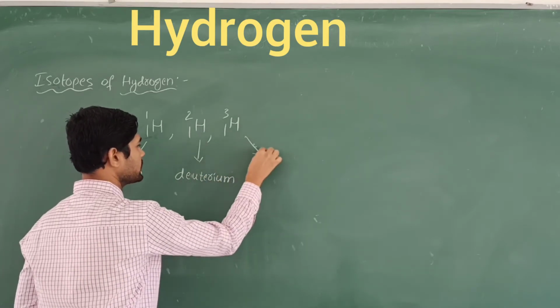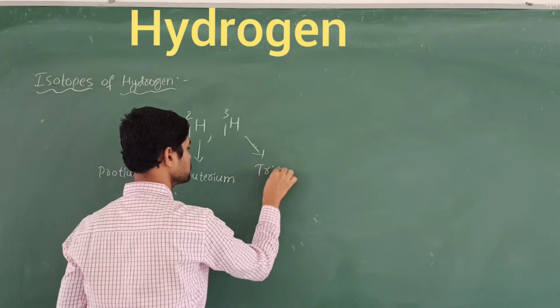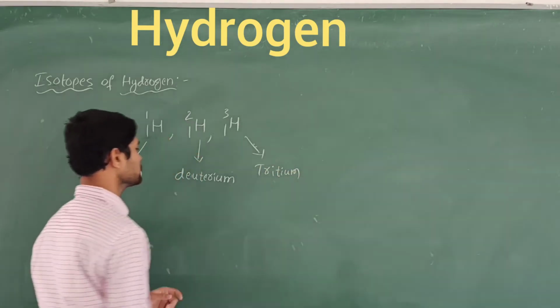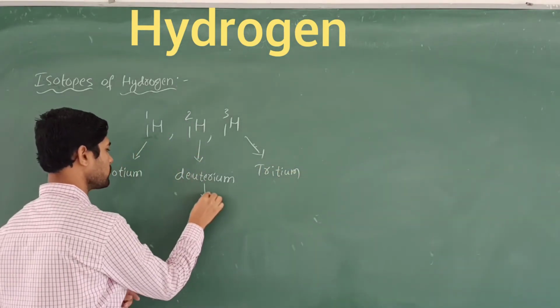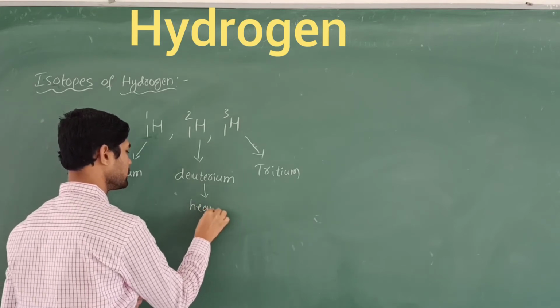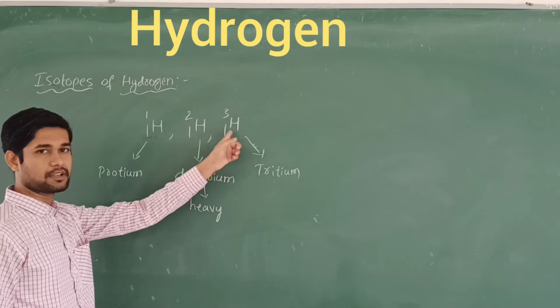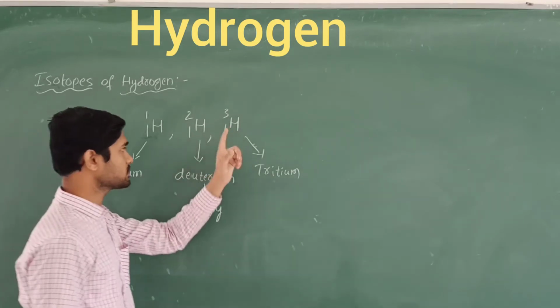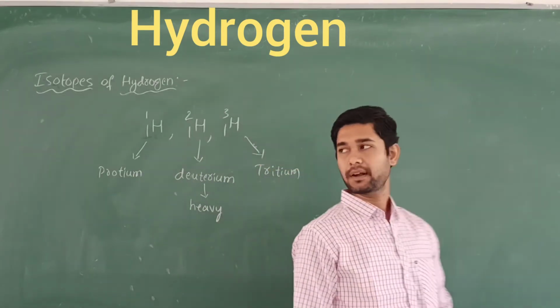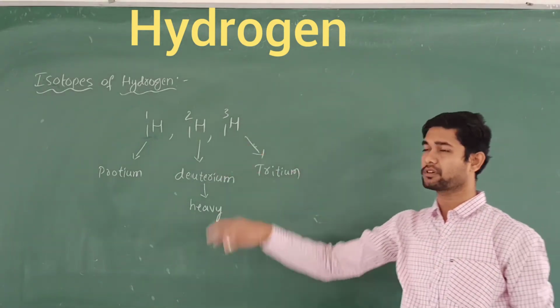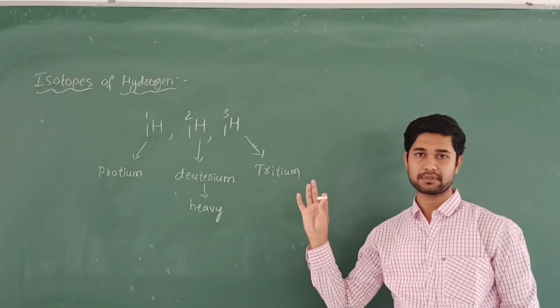And this is called tritium. This is heavy hydrogen, and the radioactive nature will be there. It has radioactive properties, and that is called tritium. So like this, hydrogen is available in three forms.